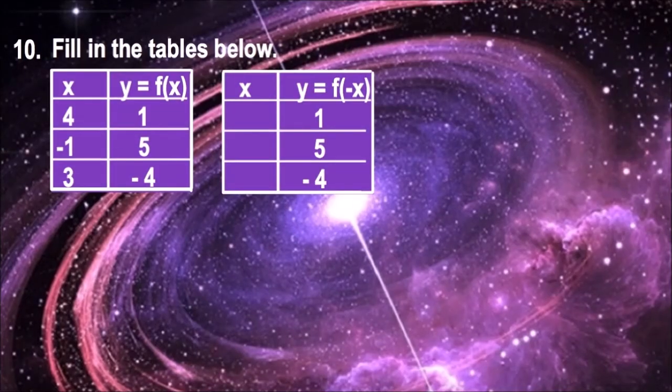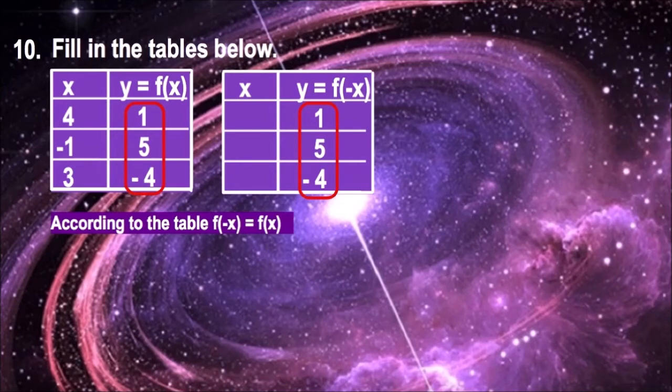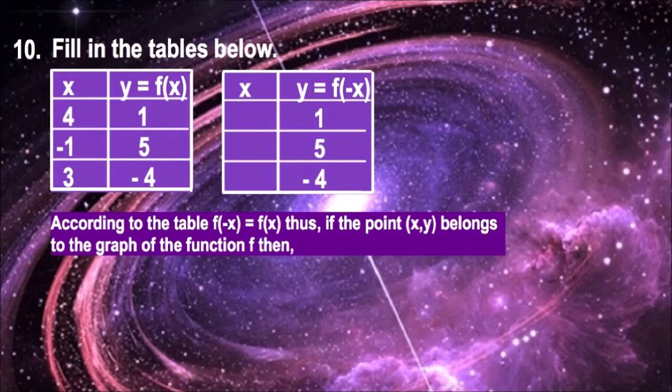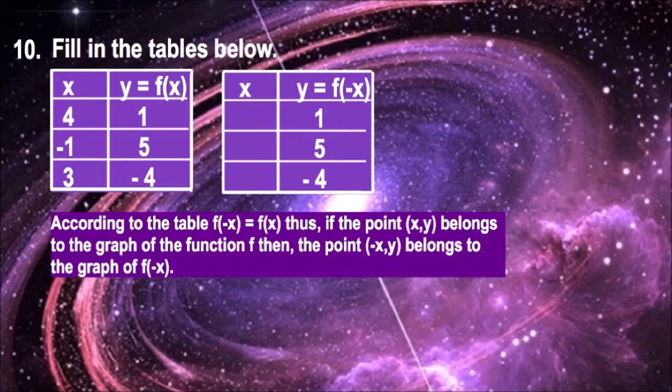Question 10. Fill in the tables below. According to the table, f of negative x equals f of x. Thus, if the point x, y belongs to the graph of the function f, then the point negative x, y belongs to the graph of f of negative x. Thus, on the right table, when x is equal to negative 4, y equals 1, x equals 1 when y equals 5, and x equals negative 3 when y equals negative 4.